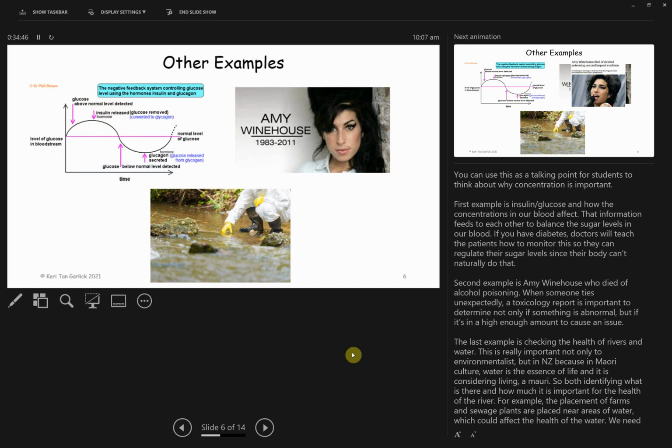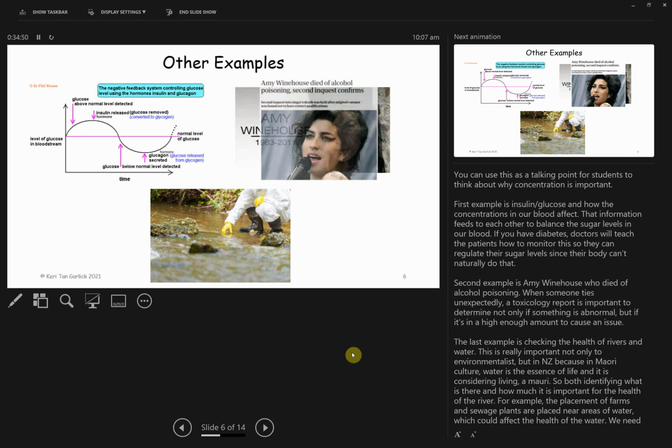But Amy Winehouse, why do you think she's up there? She died of heroin. She died, and when they did the toxicology report, she died of alcohol poisoning. It was probably a mixture of drugs, but you can see how you can identify what's in her system, but the quantity is important because you need to know, is it the overdose amount? So again, that quantitative analysis is really important.